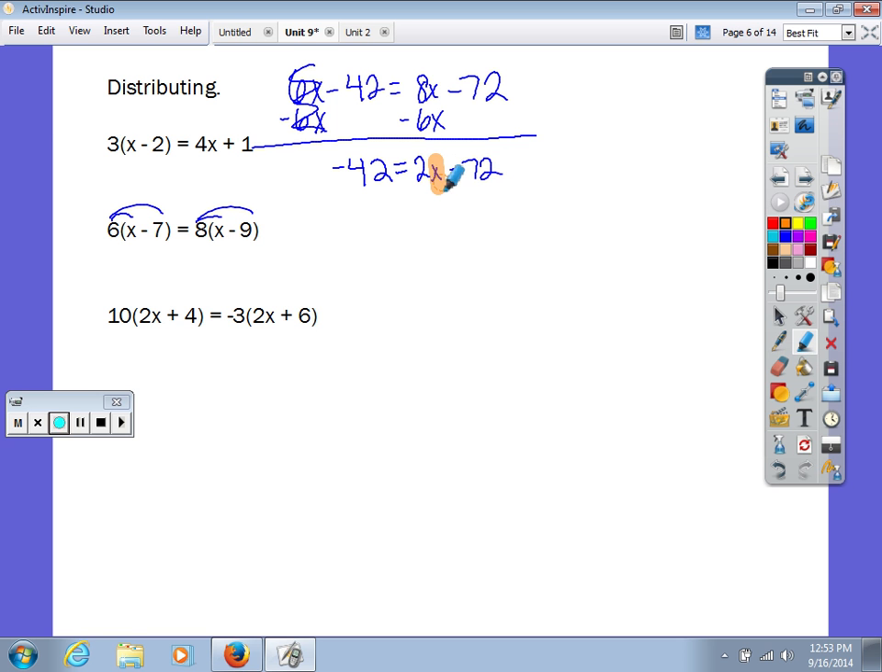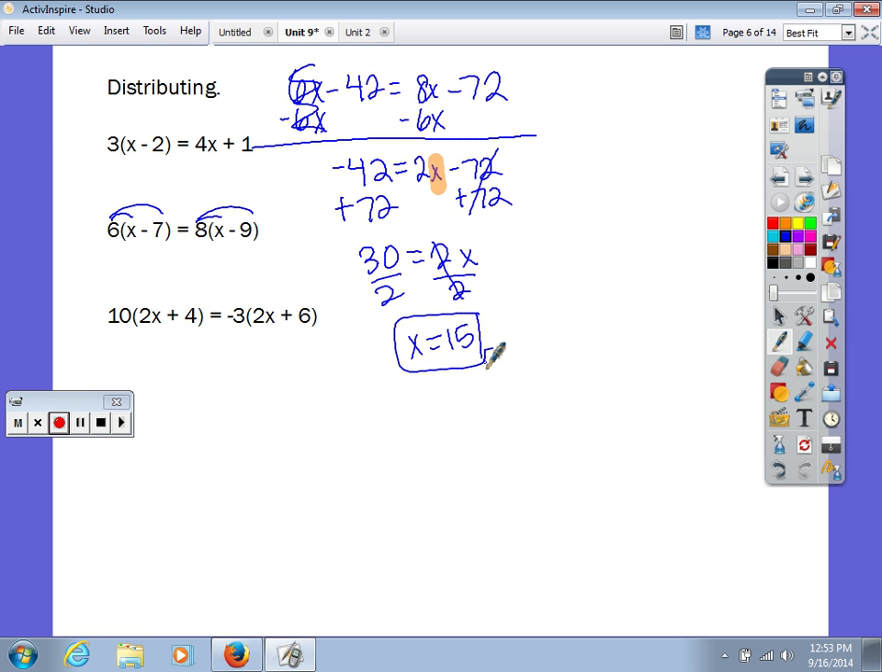Now that we have one x in our problem, we're back to family and friends. So we're going to move over. And you can easily see from this equation that 72 is your friend. So instead of minus 72, we're going to add 72 to both sides. Then I'll get 30 equals 2x. Then I just divide by 2 and I get x equals 15.